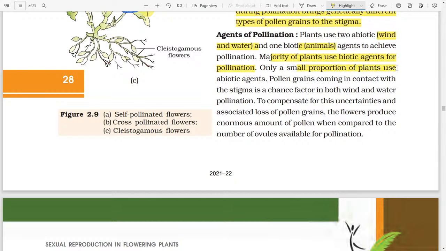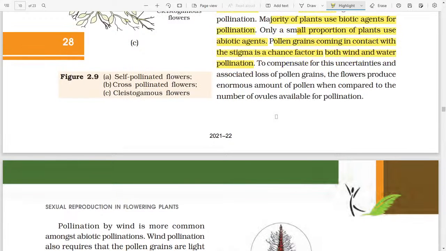Only a small proportion of plants use abiotic agents. Pollen grains coming in contact with the stigma is a chance factor in both wind and water pollination. To compensate for these uncertainties and associated loss of pollen grains, the flower produces enormous amounts of pollen when compared to the number of ovules available for pollination.